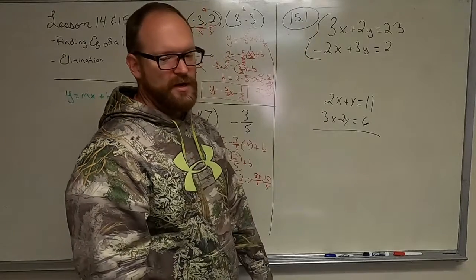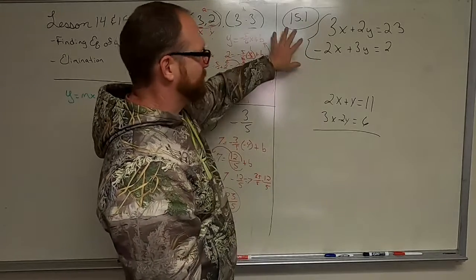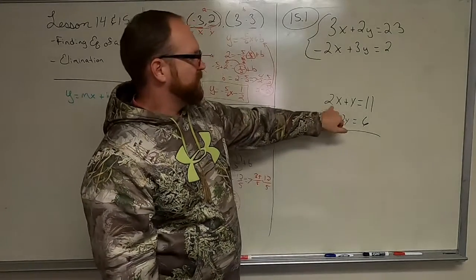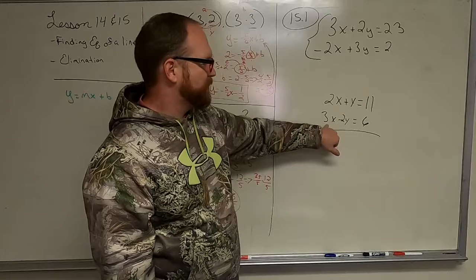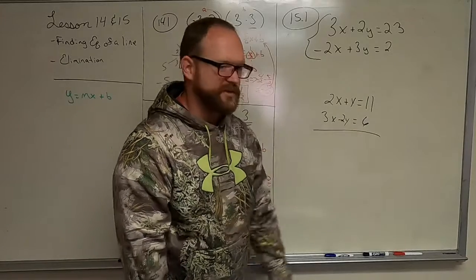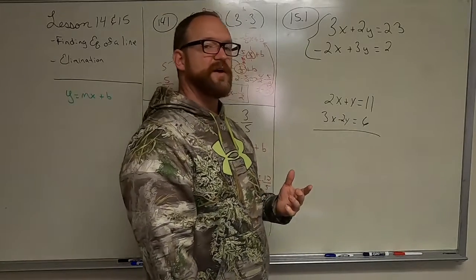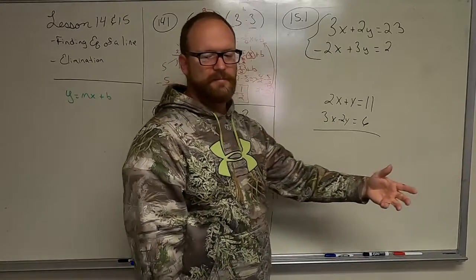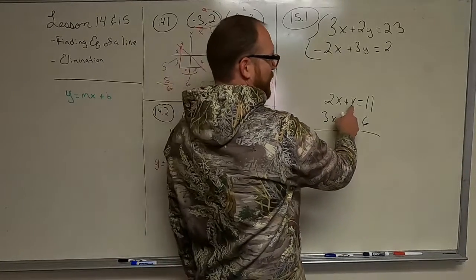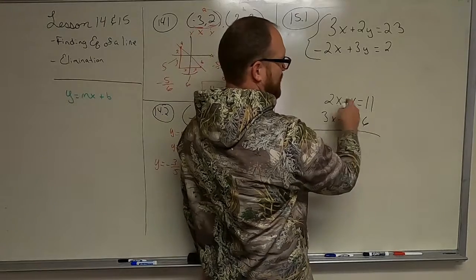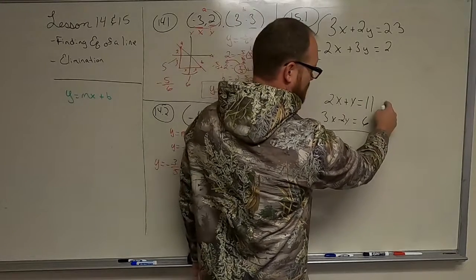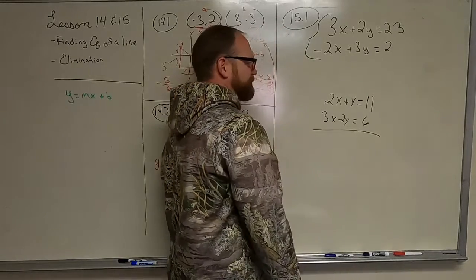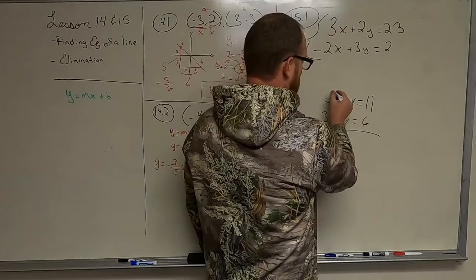This is an example that's given in the book before our example 15.1. And so we look at it and we see 2x plus y equals 11, and 3x minus 2y equals 6. Now, before we used substitution, we found one of these equations and made it y equals, and maybe in this case, we would say y equals 11 minus 2x, by taking this 2x over here, changing sides, and making a negative 2x.